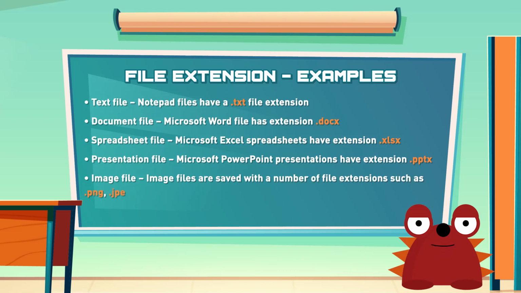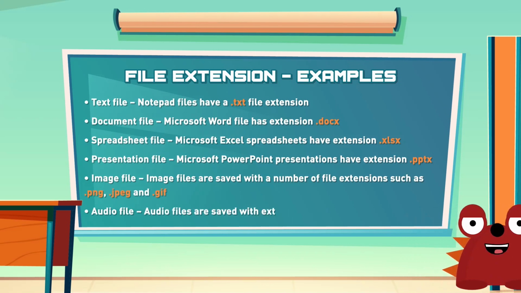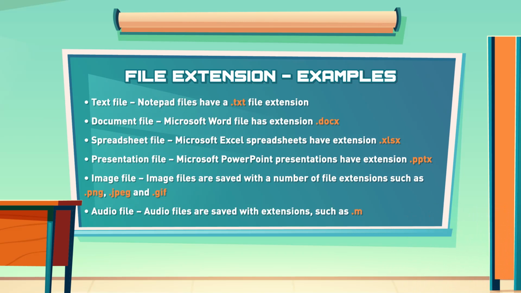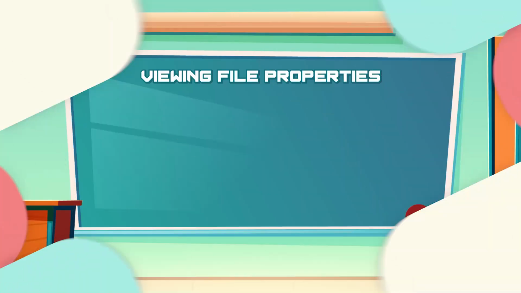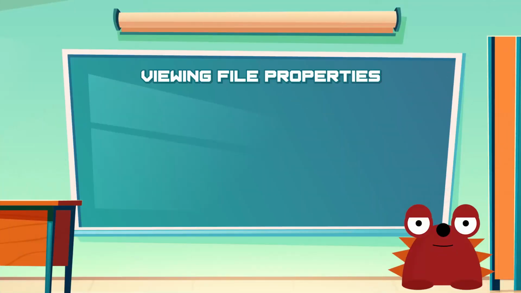Then for an image file, they are saved with a number of file extensions such as .png, .jpeg and .gif. Lastly, for an audio file, they are saved with extensions such as .mp3 and .wav. Let's see how we can view file properties now.